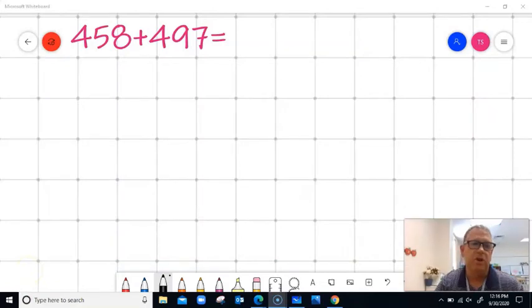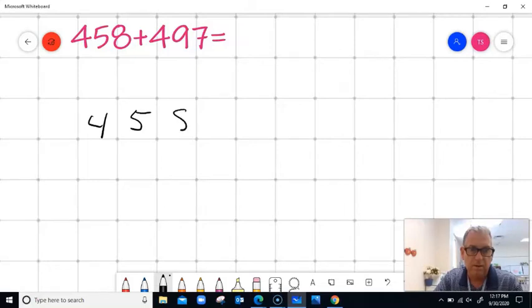Okay, we have an addition computation we're going to work on here. It's 458 plus 497. And since there's a commutative property of addition, we could do it in any order. You could put the larger number on top or the smaller number on the top. It doesn't really matter. You're still going to get the same answer. We'll do it in the same order. It shows up right here.